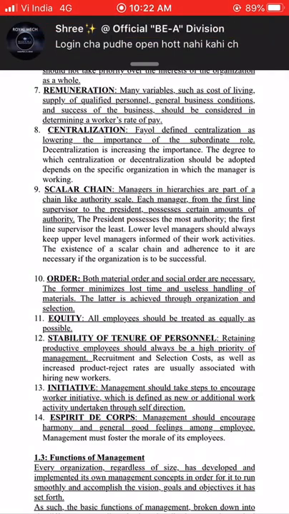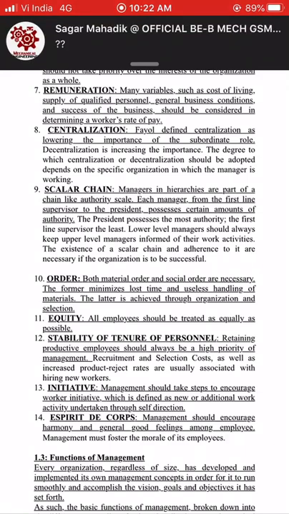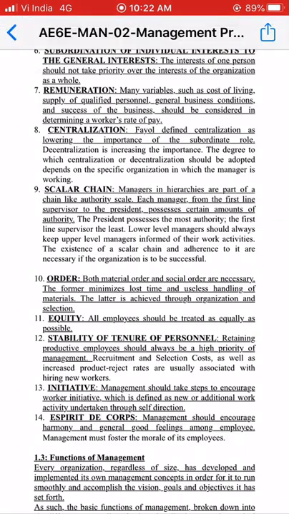So in this way, by using this chain, information should be passed from first level management to the top level management. Okay, so this is about your scalar chain. And in this scalar chain, obviously the president will possess most authority, and the first line supervisor least authority.